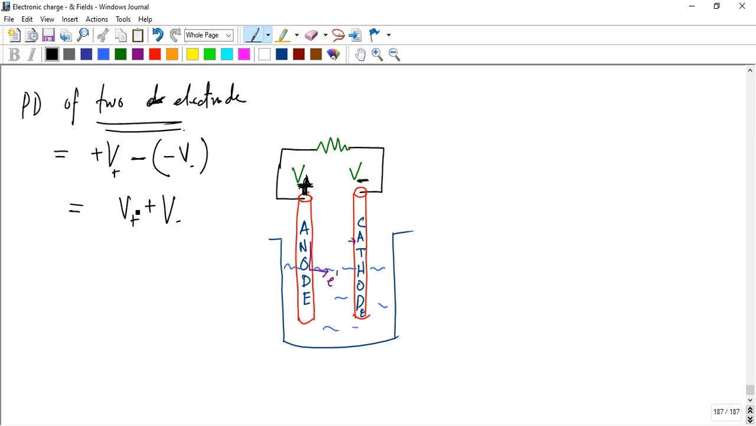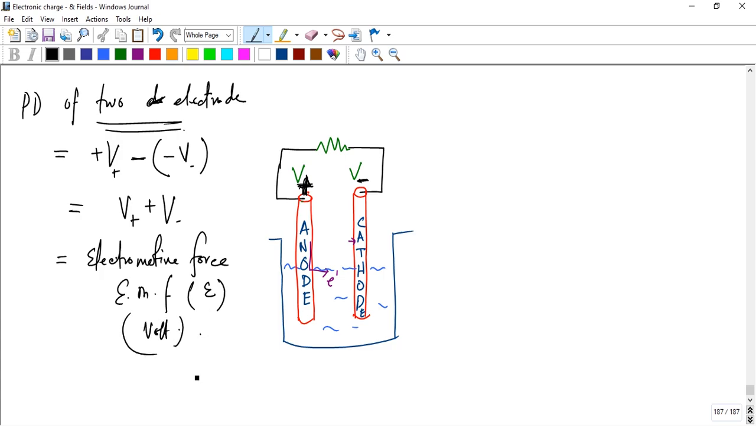Another good name is electromotive force. Motive force is not actually a force. Okay, there is EMF, and the short form is epsilon. Okay, that is measured in volts. The SI unit is volt. So electromotive force is not a force, that is EMF, a potential difference between two electrodes. Okay, so that's the EMF.